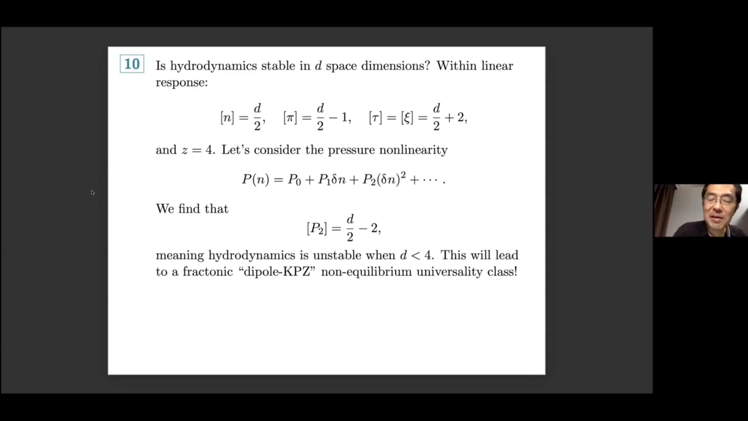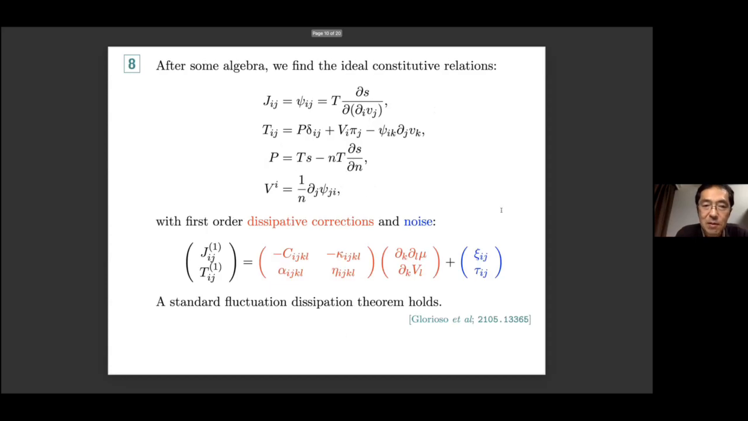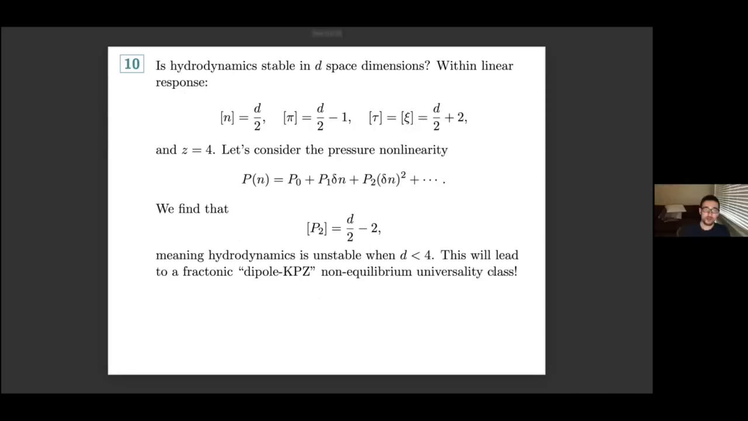Sorry, may I ask one question? Sure. I may misunderstand something, but what do you mean by this universality class? In the case of KPZ, for example, the equation contains noise, right? But with only the hydrodynamic equation, we don't really have noise in our equation as well. Oh, so if I go back here, there is noise in it. Oh, sorry, I missed it.